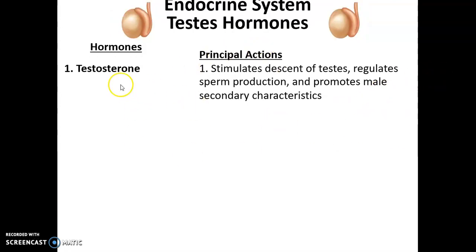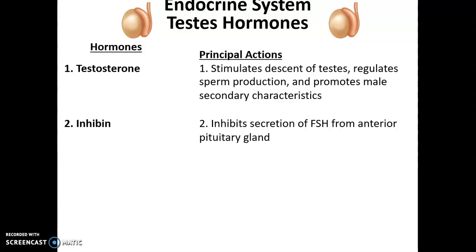Testes also produce a couple of hormones, one being testosterone. Testosterone has a variety of functions. It stimulates the descent of the testes in the fetus. It helps to regulate sperm production, and it promotes the development of male secondary characteristics during puberty. And the testes are also able to produce inhibin, which, as mentioned before, inhibits the secretion of follicle-stimulating hormone by the anterior pituitary gland. So testes are producing plenty of sperm, don't need that stimulated, release inhibin that then suppresses the release of the follicle-stimulating hormone.